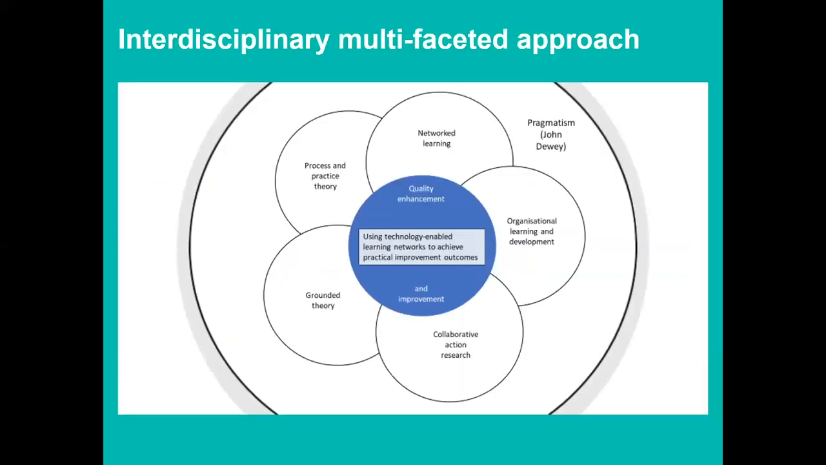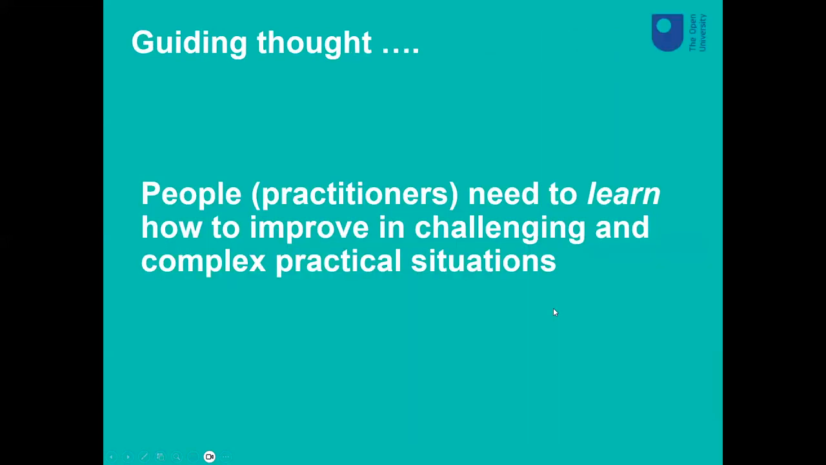So it was interdisciplinary. I'm not going to go into this too much. This is my interdisciplinary flower that I put in my thesis. But basically, I'm using process and practice theory, network learning, organisational learning and development. And then on the methodological side, I'm using grounded theory and collaborative action research. And as time went on, I became more and more involved with pragmatism and John Dewey.